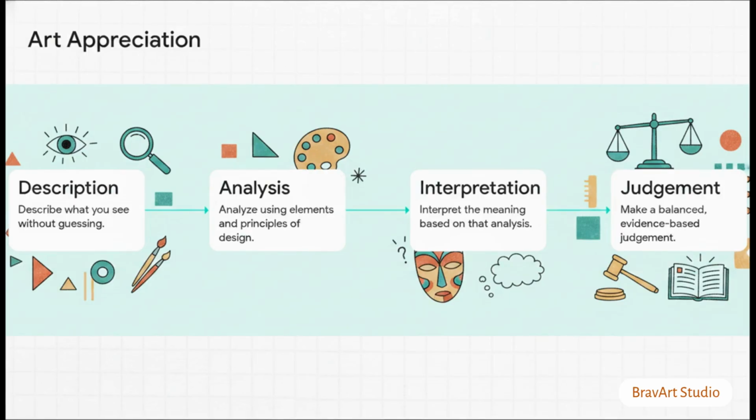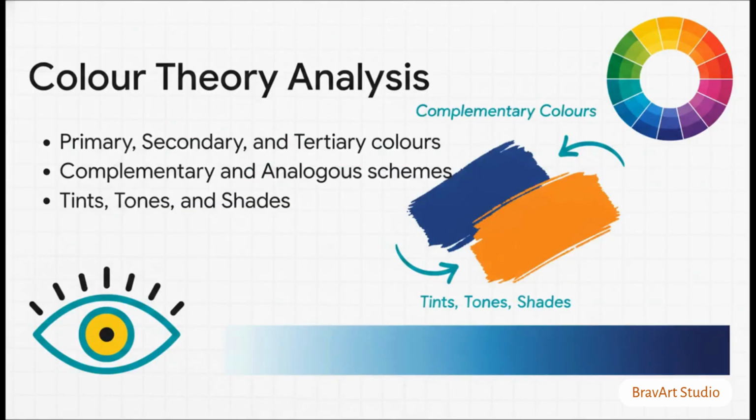exactly why it works. And during that Step 2 analysis phase, you are going to use precise terminology, like color theory. You won't just say a painting is blue and orange. No, you'll be able to identify if the artist purposefully used a complementary color scheme or deployed specific tints and shades to manipulate your emotions and draw your eye right to a specific focal point.